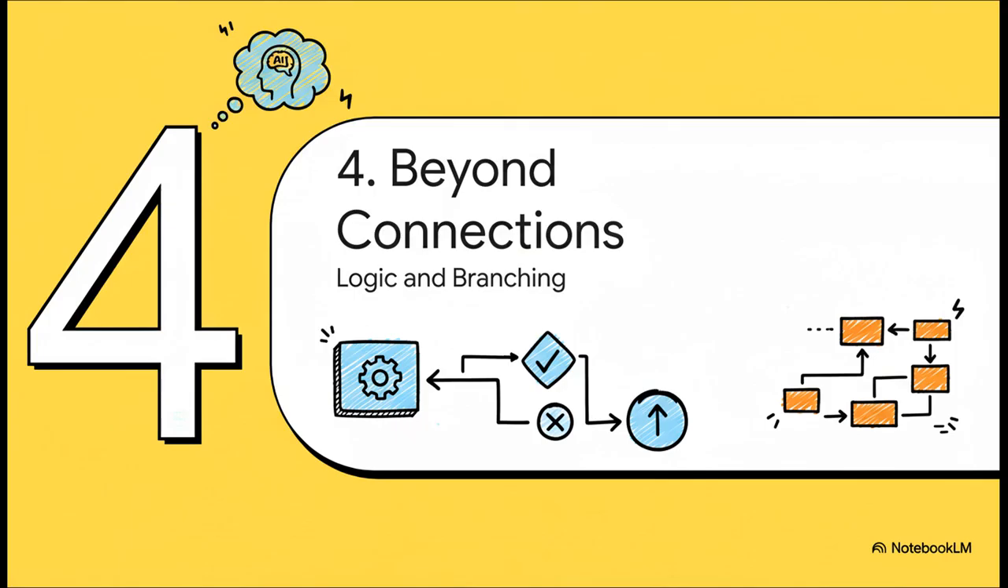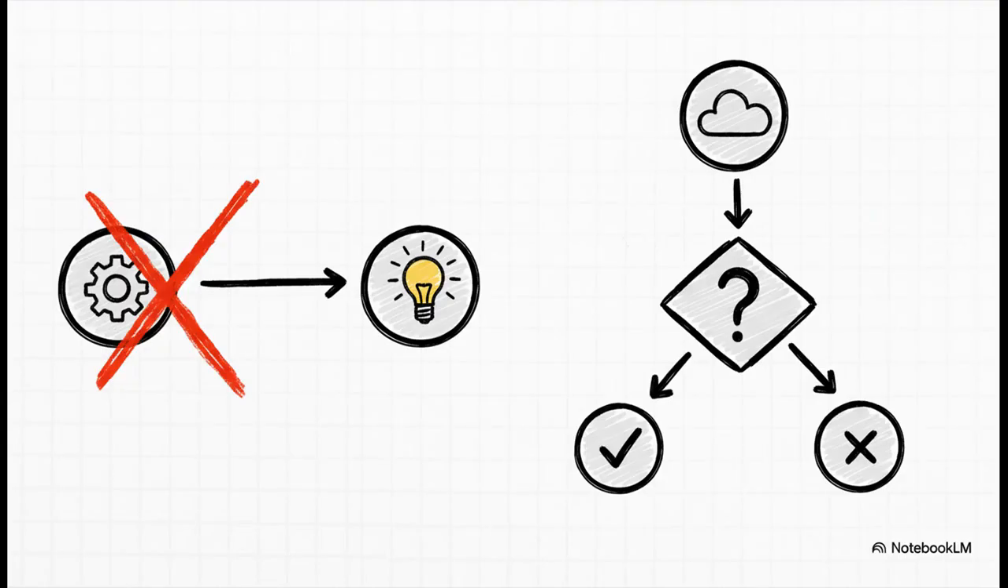Okay, so connecting one app to another, A to B, that's really cool. But real life is messy, right? It's almost never a straight line. And this is where n8n really starts to flex its muscles. Think about it. Your business processes have rules. It's always, if this happens, then do that. But if something else happens, do this other thing instead. Your simple, basic connector tools, they just can't handle that kind of logic.